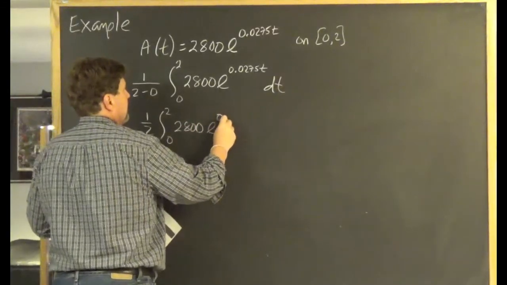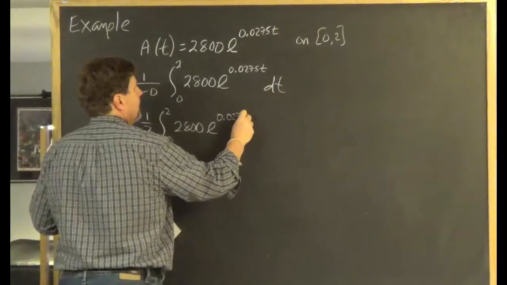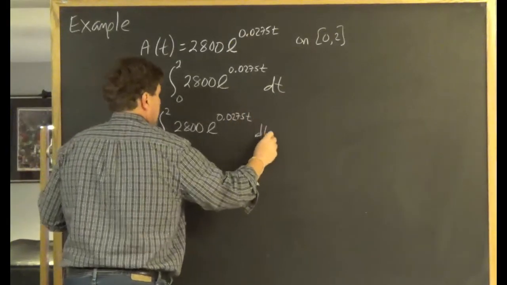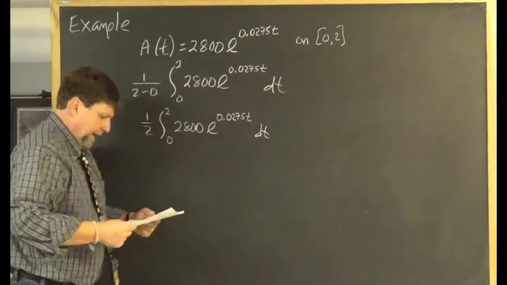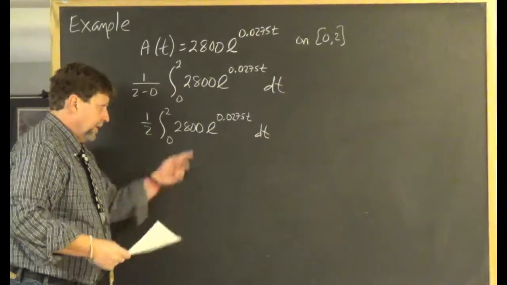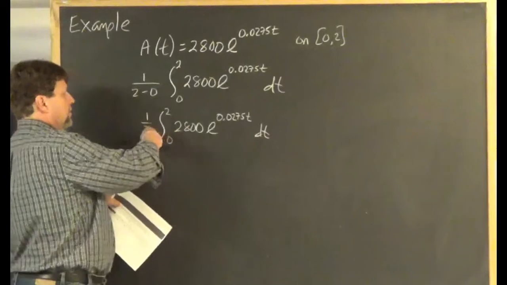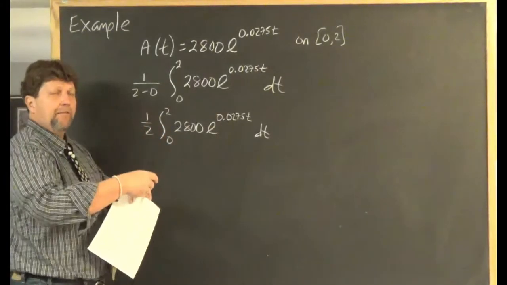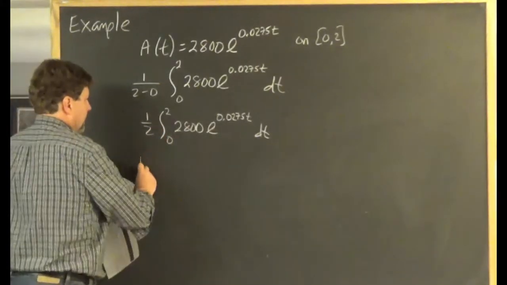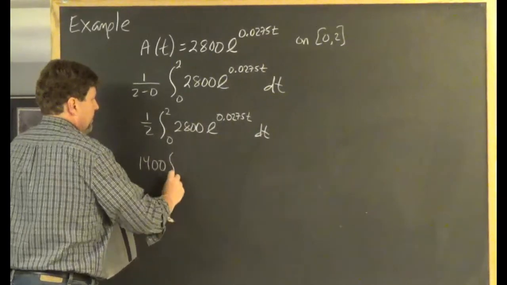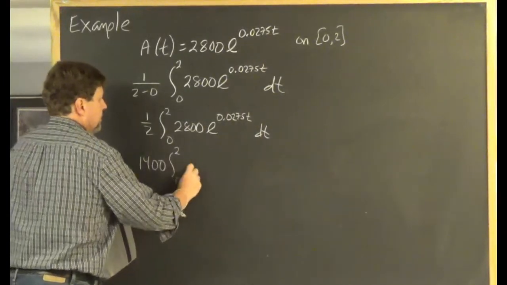2,800 e to the 0.0275t dt. And, well, I could rip the 2,800 out front as well. So if I rip the 2,800 out front, I would have 1/2 of 2,800. So that's 1400. Integral 0 to 2.